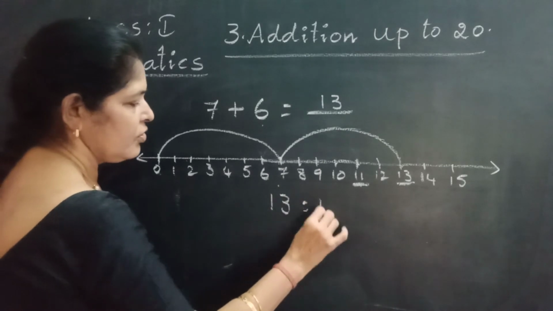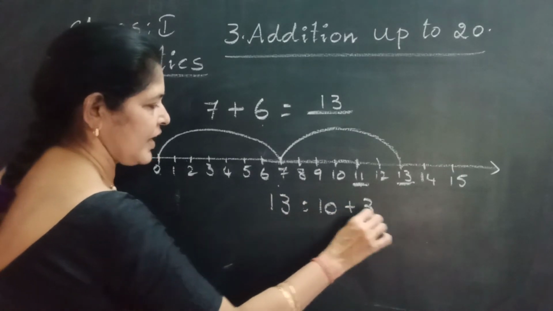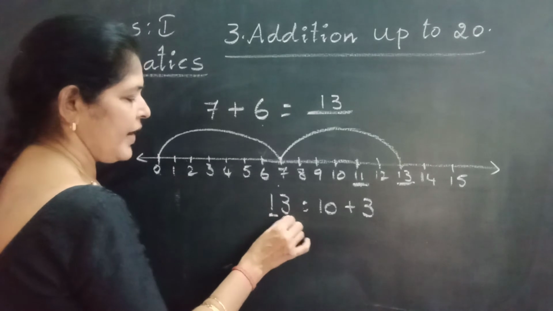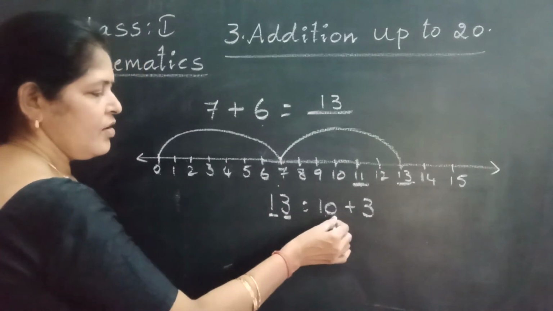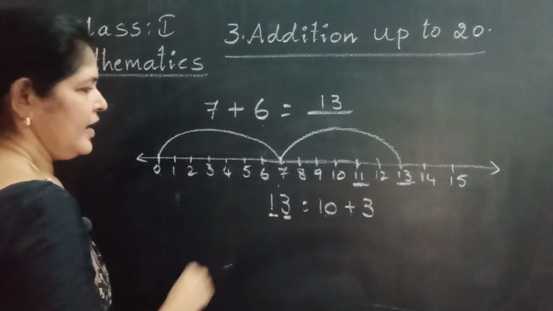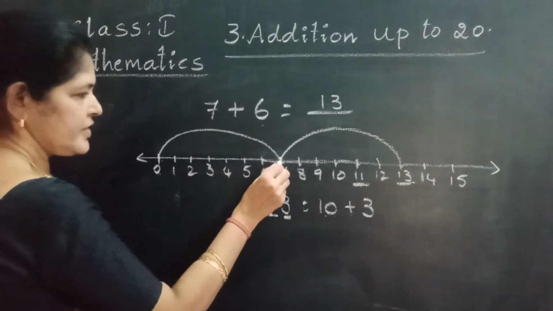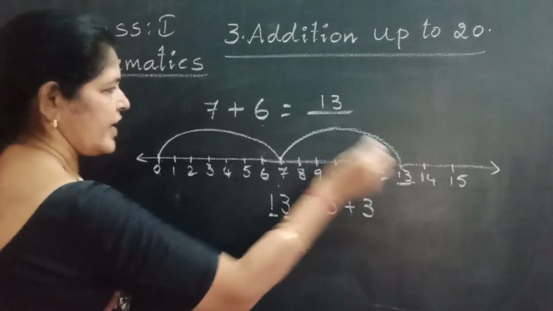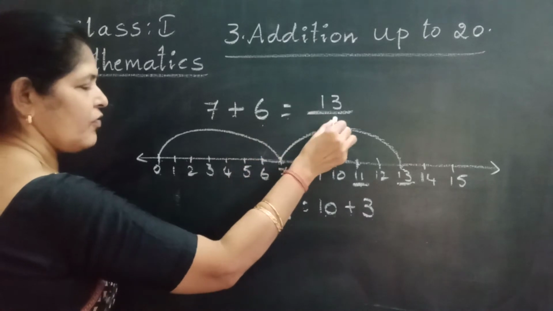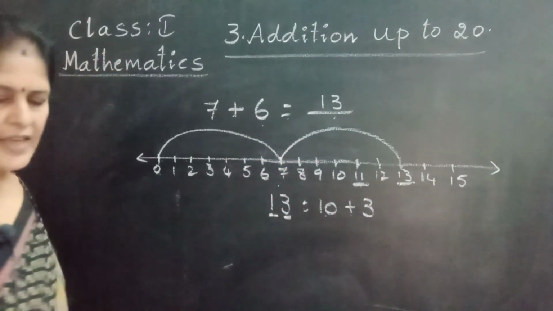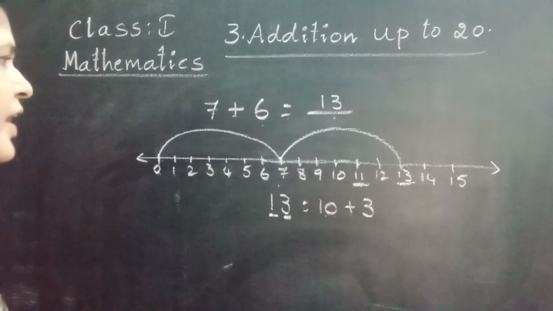13 equal to 10 plus 3. 13 means 10 plus 3. Here this is going to 7. This is going to 6. 7 plus 6 equal to 13. This is addition on the number line.